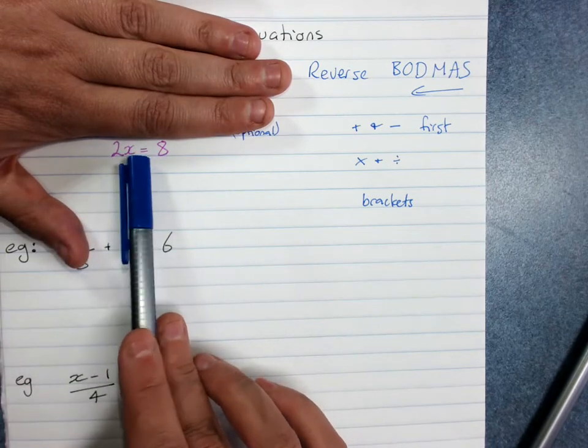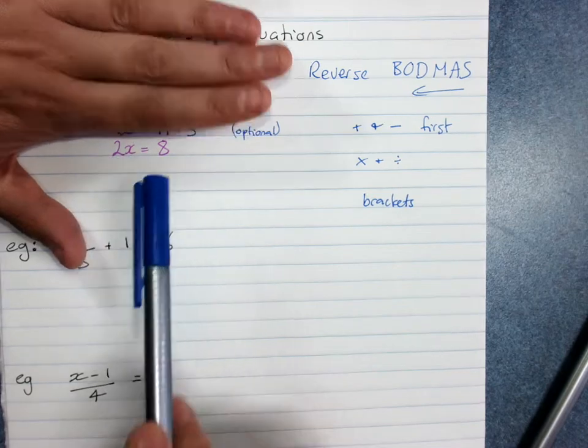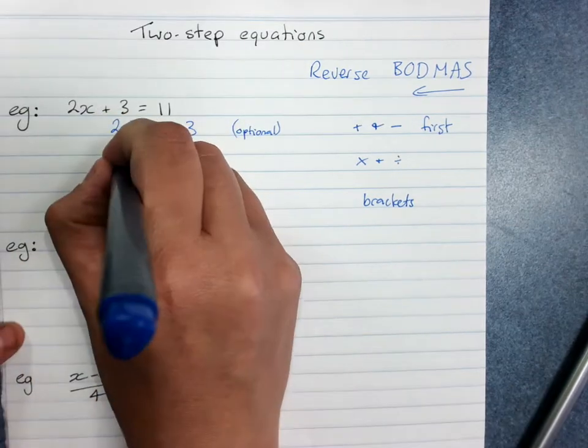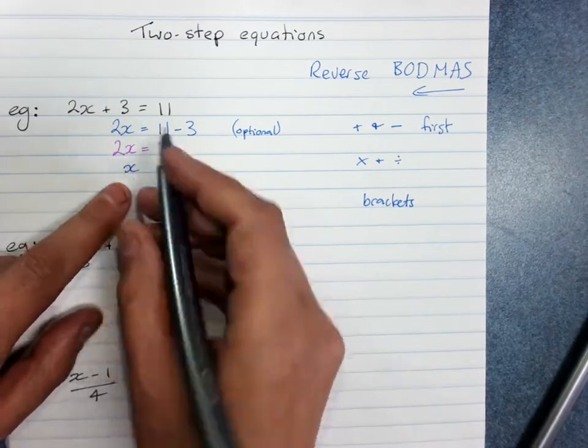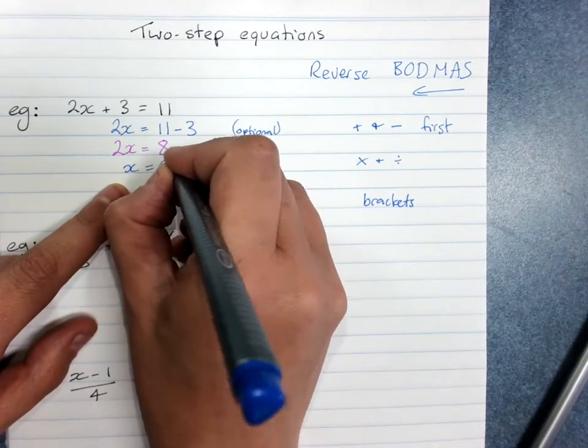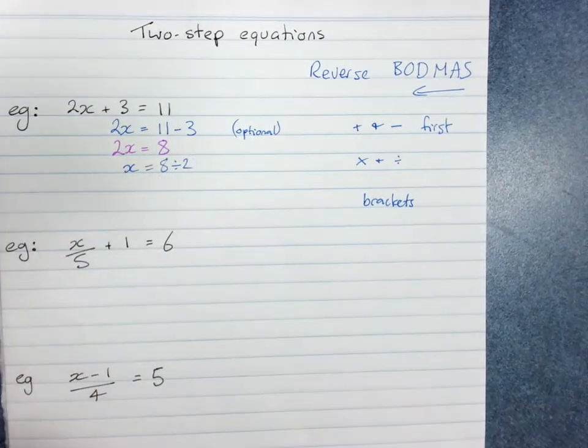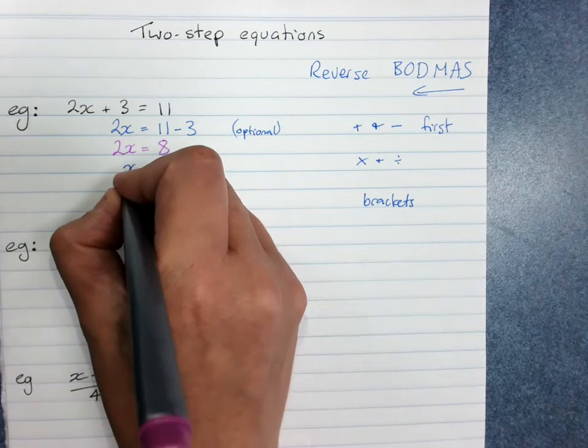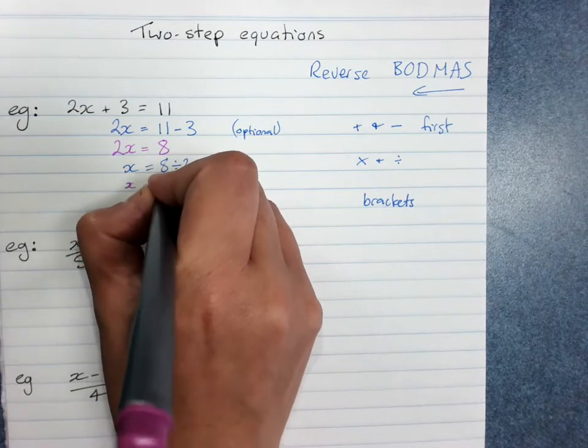What was done to the x? It was times by 2. We've got to divide by 2. X, because that gets rid of the 2 now, is 8 divided by 2, and that's x equals 4.